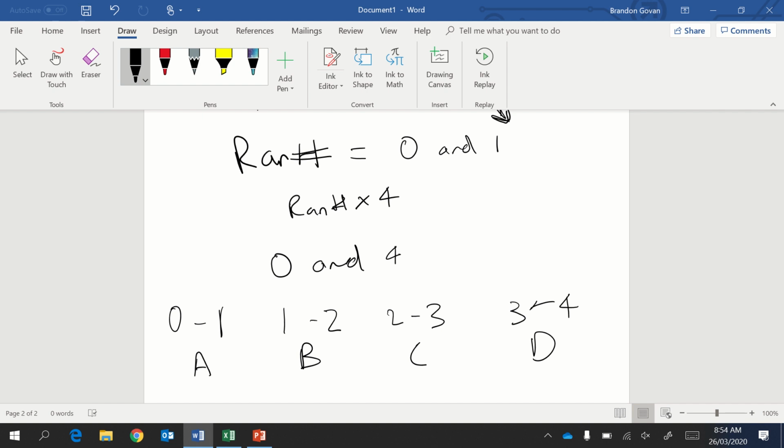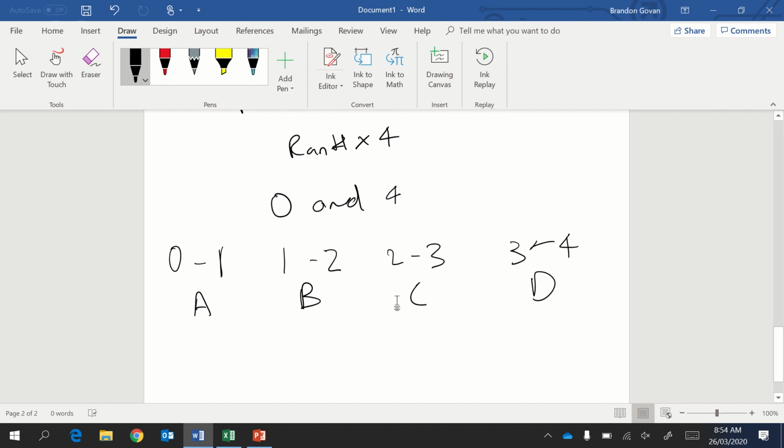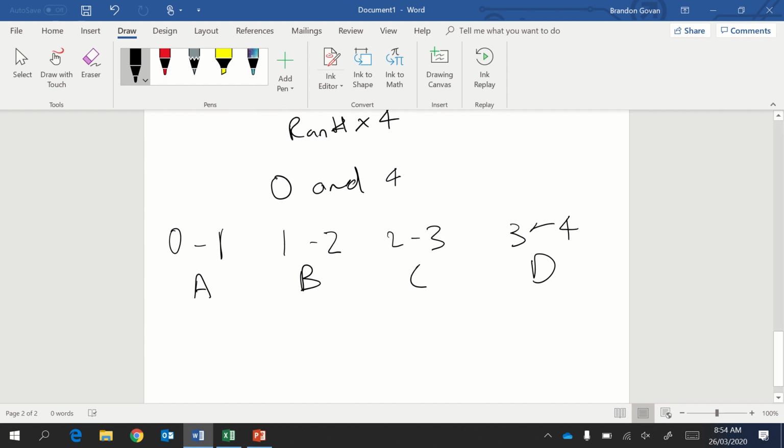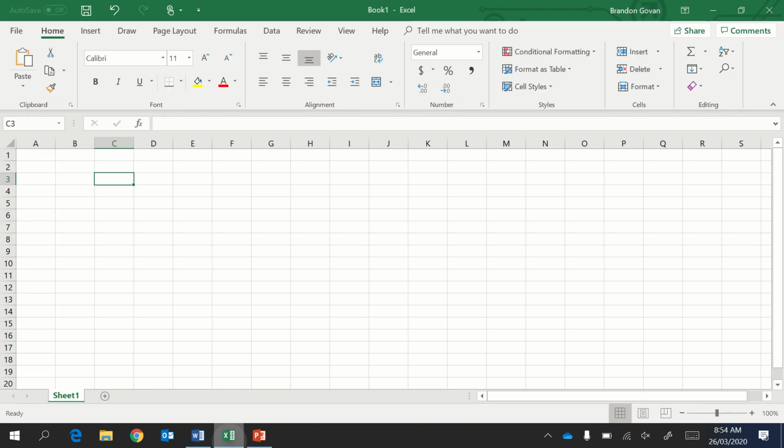And you can see that because of the way we set this up in times by 4, there's going to be an equal chance of getting between 0 and 1, 1 and 2, 2 and 3, and 3 and 4, because we're getting a random number each time and multiplying it by 4. So that means we're going to end up with a 25% chance of getting each of these outcomes. So let's swap over to Excel.